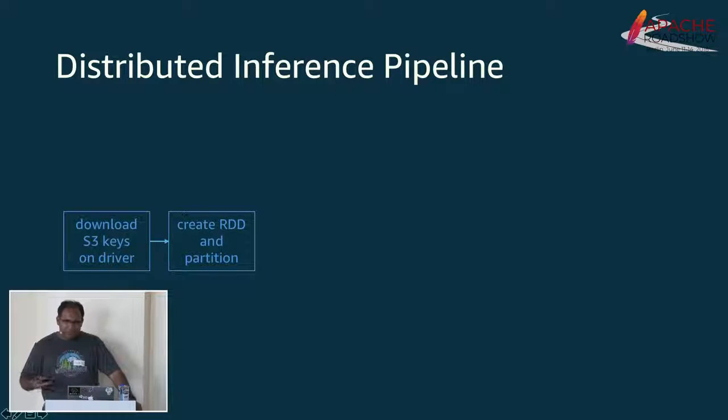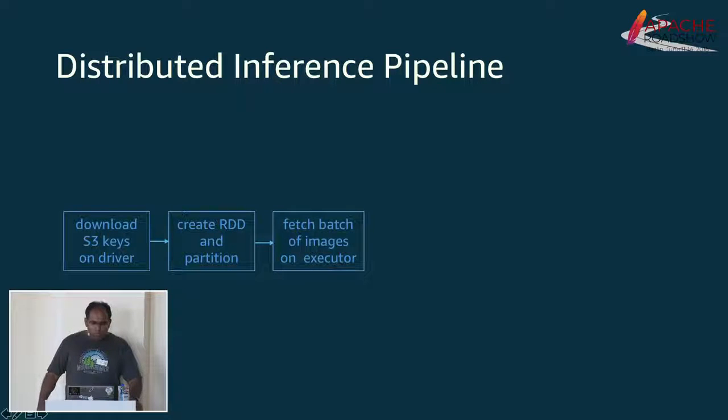And in Spark, there is a term called RDD. You can create an RDD and then partition it across the cluster. RDD is a resilient distributed data set. So it's a very efficient way to distribute data.